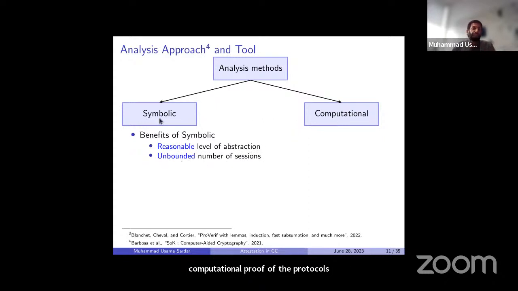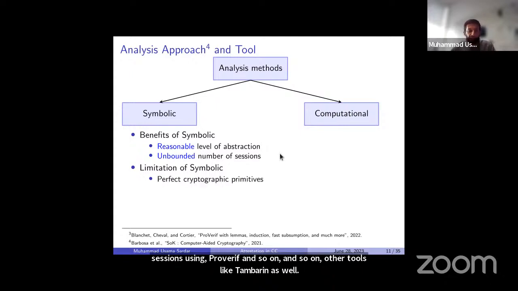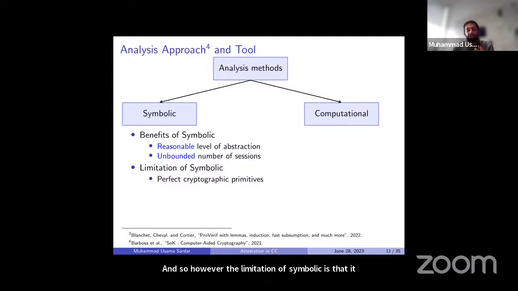And we can have at this level an unbounded number of sessions using ProVerif and other tools like Tamarin as well. However, the limitation of symbolic is that it assumes the cryptographic primitives like hash, MAC, and so on to be perfect. The side channels are out of scope for this, and one can always go to the computational to do a more thorough analysis.